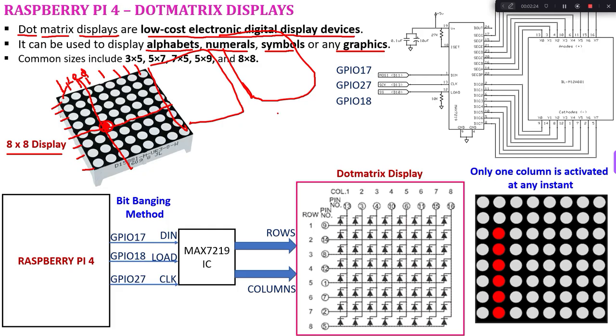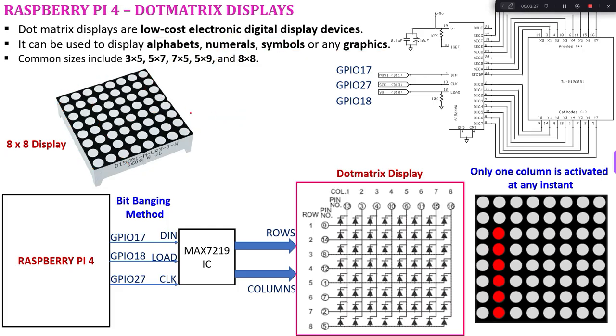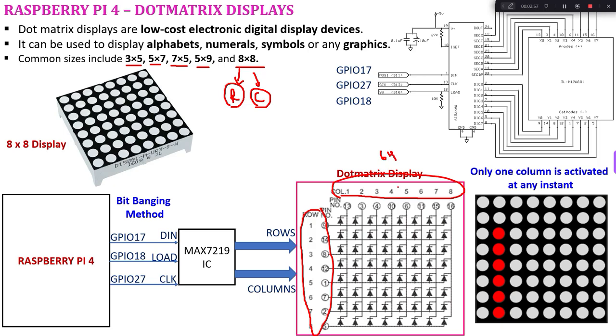So as I said, this dot matrix display comprises rows and columns. It comes in different sizes like 3x5, 5x7, 7x5, 5x9, 8x8, where one value represents the rows and the other value represents the columns. So 8x8 means I have 8 rows and 8 columns. If I have 8 rows and 8 columns, how many LEDs can I connect? I can connect 64 LEDs. We can make use of 64 LEDs in this dot matrix display.